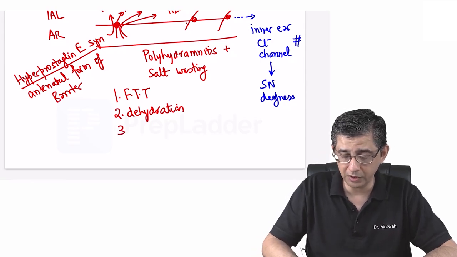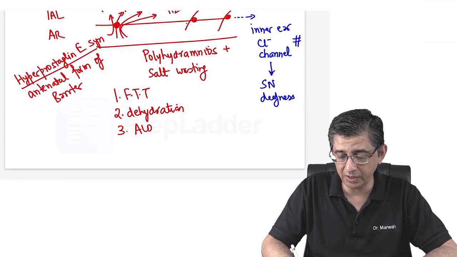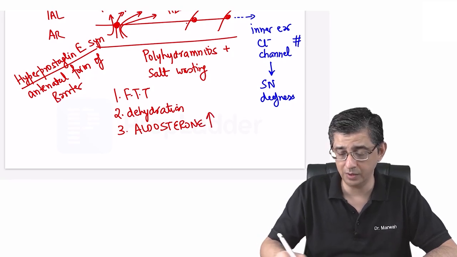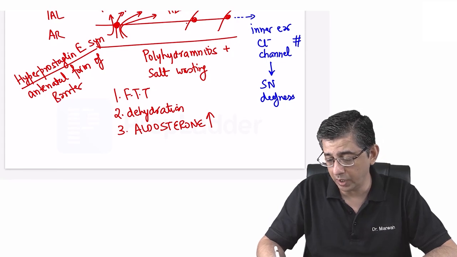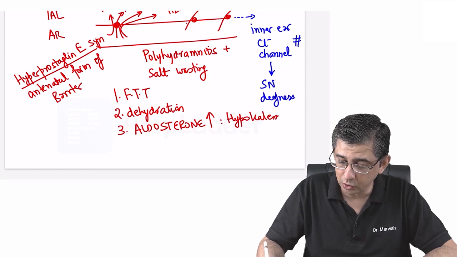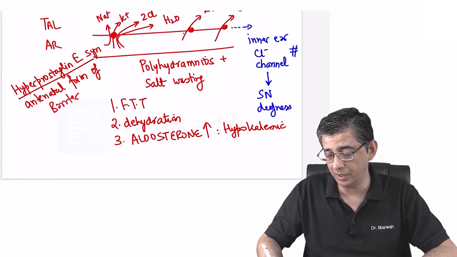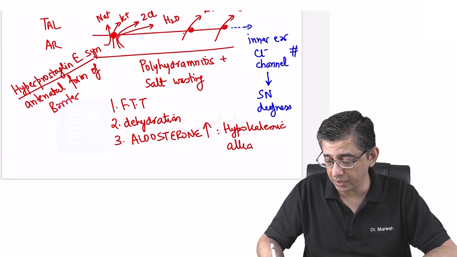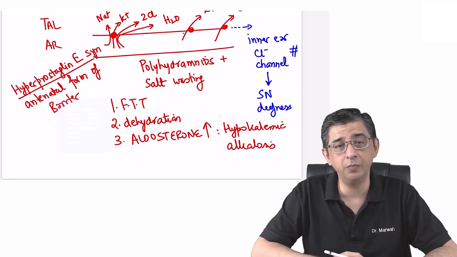Because of this dehydration, the RAS system once again kicked in. So this is again an example of secondary hyperaldosteronism, which will contribute to hypokalemic alkalosis. And I want you to pay attention to the fact that in this condition, the hypokalemia will be more severe than the one that is seen in Gitelman syndrome.